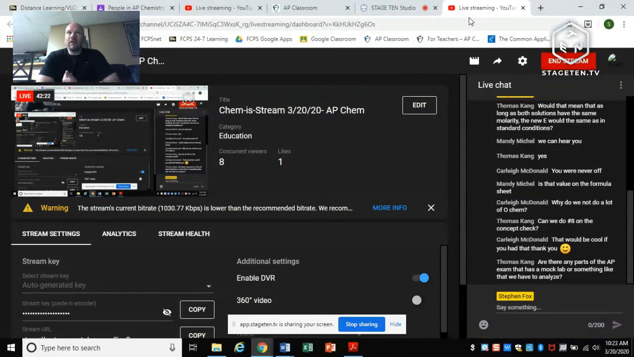Like, they'll give you a picture of a burette before and after, and they ask you how much volume you added to the flask, and you just do the final reading minus the initial reading, that kind of thing. Those are the types of lab questions they ask, because that's really all you can ask on a paper pencil test, if that makes sense. Okay.